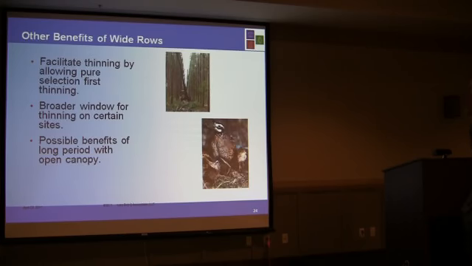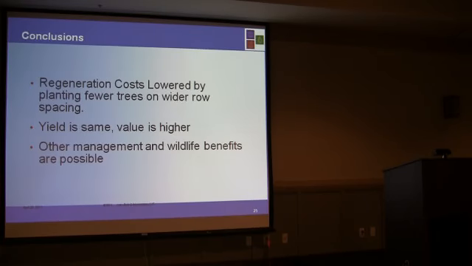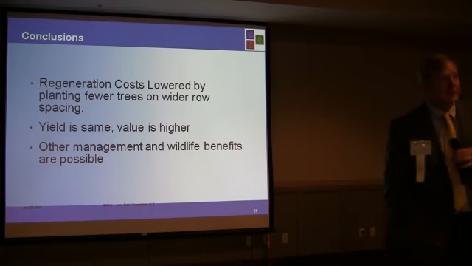And then there are other benefits, wildlife benefits of having a longer time before your crown closure occurs. In conclusion, next slide, the regeneration cost is lowered by planting fewer trees on wider rows. The yield is the same, but your value will be higher because you're dealing with larger trees. And then, of course, there are other management benefits and wildlife benefits.